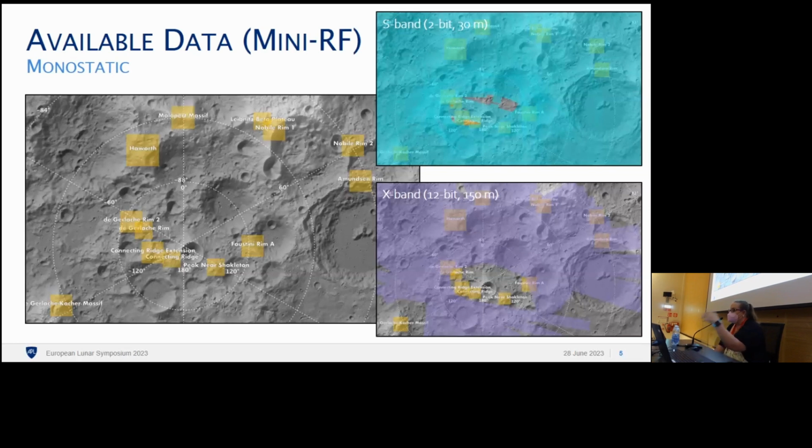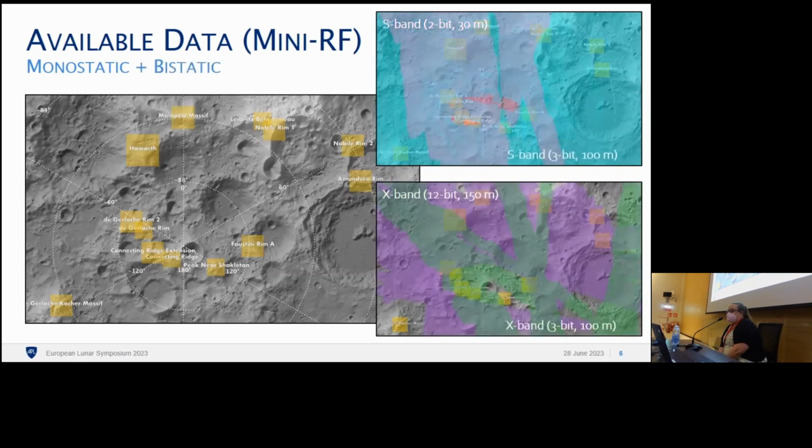You can see here, we have basically coverage of the entire pole in S-band, and a lot of the pole in X-band. X-band data is a little bit less of a resolution. And you can see here, this is compared to the Artemis landing sites. And so we have very good coverage of all of the Artemis landing sites in the monostatic data.